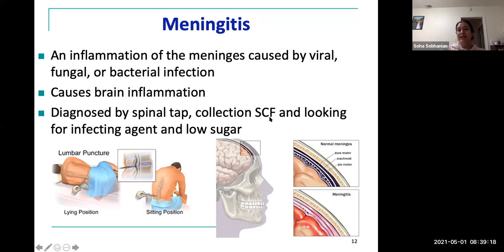It's supposed to be CSF, not SCF. Then they look for the infective agent. They look to see if there's a bacteria, fungus, or virus in that space. The second thing they look for is sugar levels, which is surprising. Why do I care about sugar level? Think about it: if you have an infection, those viruses, bacteria, and fungi, what do they need? They need food, right? What's the best source of food you have in your body? Sugar. So they use up that sugar, which causes a low level of sugar in your cerebral spinal fluid.